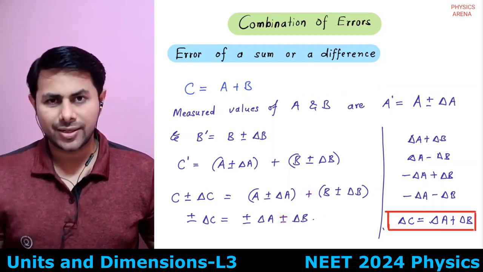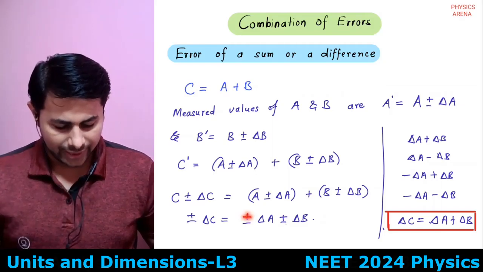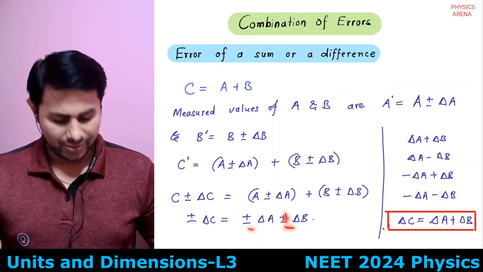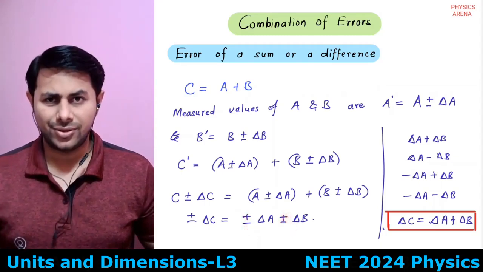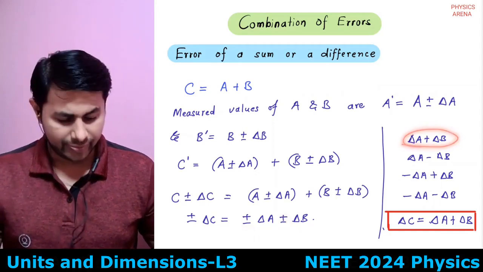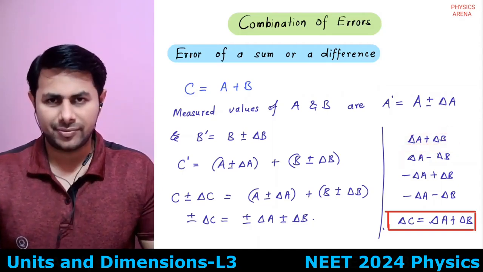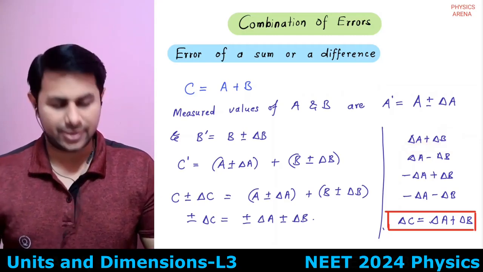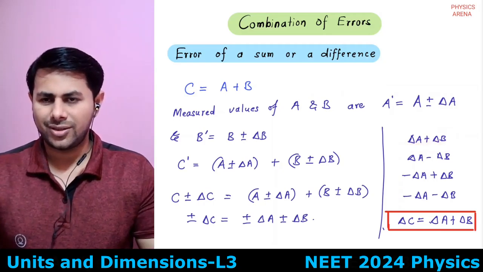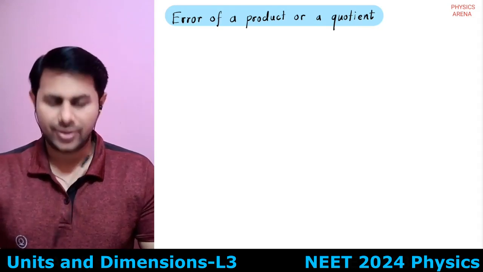But still there are four cases, right? It will be plus of this and plus of this, then plus of this, minus of this, minus of this, plus of this, and minus of this one and minus of this one. Still there are four cases, and therefore for the maximum error, we have to pick the maximum error of those four cases. So we pick delta A plus delta B. So error in sum as well as difference is the sum of the errors in the two quantities. Got this? Then next, let us see what happens to the error in case of product or quotient.